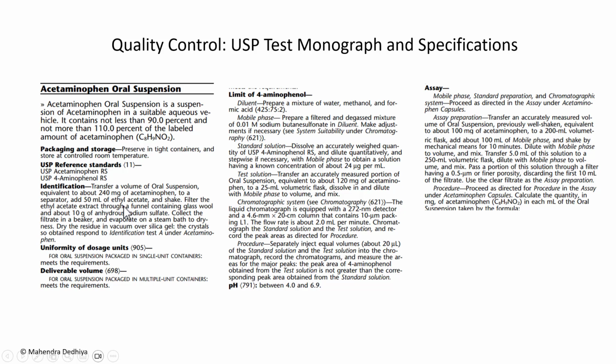Identification is done by filtration of a suspension, and the filter is collected, and that's identified as acetaminophen. Uniformity of dosage for single unit container and deliverable volume for multiple container. Formulophenol degradant needs to be tested. pH of the suspension ranges from 4 to 6.9. Assay methods are given here. It's an HPLC method.